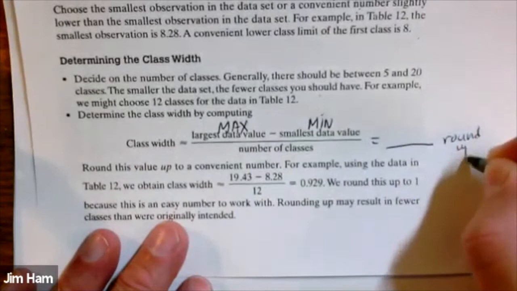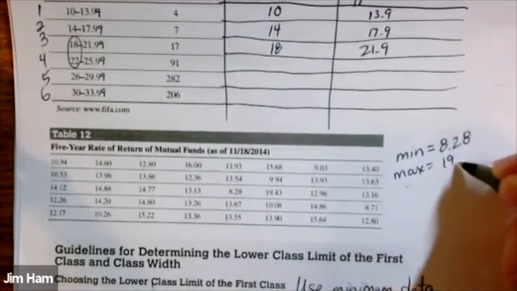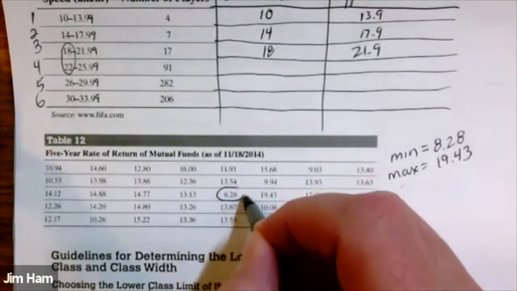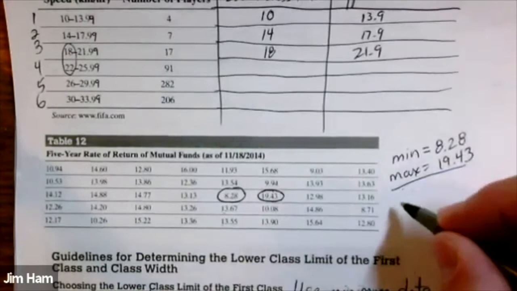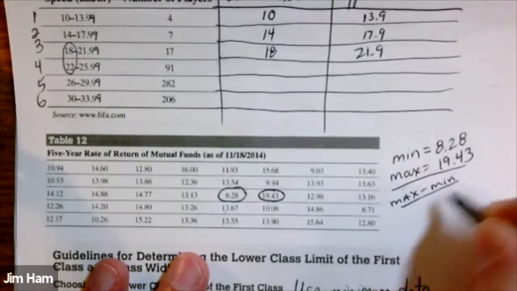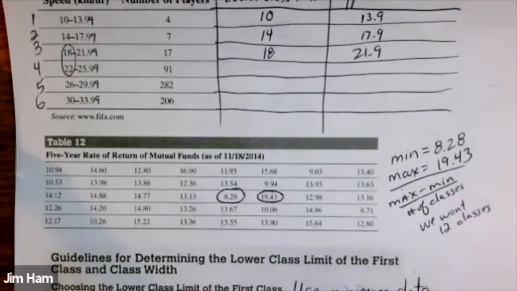But whatever number we get, we're going to round up. Turns out if we don't round up, then the largest data value might not have a home. So in this problem, the smallest data value is 8.28, and the largest data value is 19.43. You can see them in there. Here's the smallest one, and the largest one is right next to it. So we're going to calculate the max minus the min and divide by the number of classes we're interested in. So let's say we want 12 classes. We want 12 bars in our histogram. This last example, they insisted on 10 classes, so we had 10 bars.